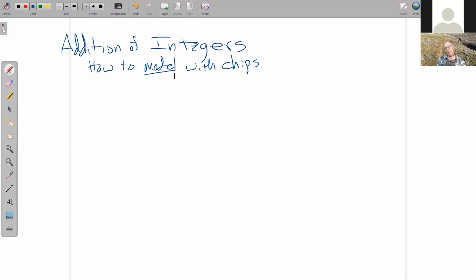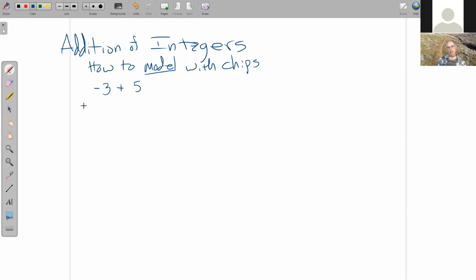And by model, right, we have to get physical, and I mentioned last time with integers, they're a little bit more complicated. We've got to state a couple of things. First, we have to show what it means to be an integer, and then we have to show what it means to be addition, and then we can go and do the problem. So for example, let's take a look at -3 plus 5. What is that going to look like with the chip model?